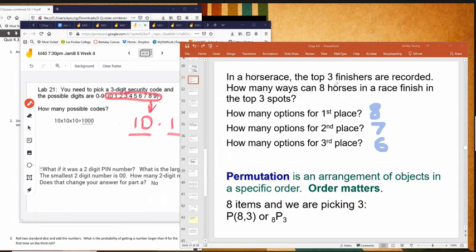I'm going to start with my 8 in the first spot, and I'm going to count down: 8, then 7, then 6. This is a special case of the fundamental counting principle called a permutation. It's when you have one pool of items, you cannot reuse items, and order matters. It's sometimes written as P(8,3). This is actually a function, P of 8 comma 3, or more likely you'll see it written as 8P3. It means I have 8 items and I'm picking 3 of them in a particular order.